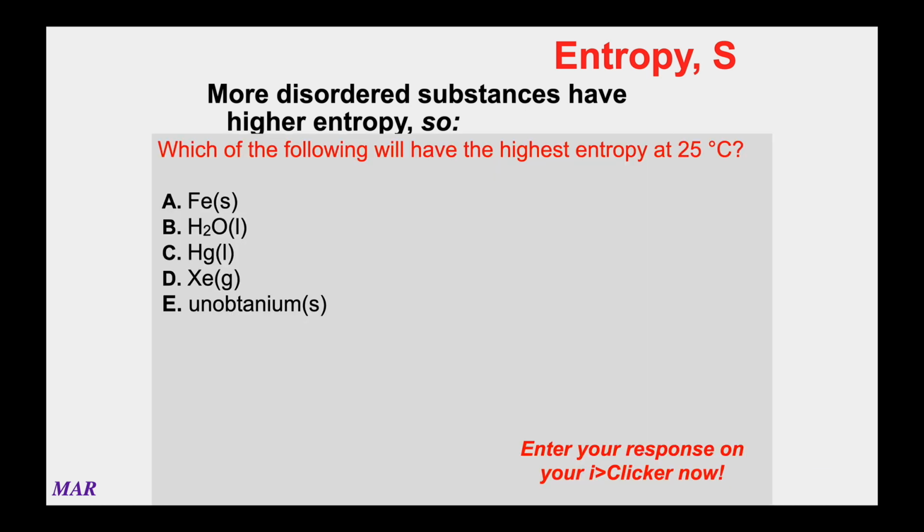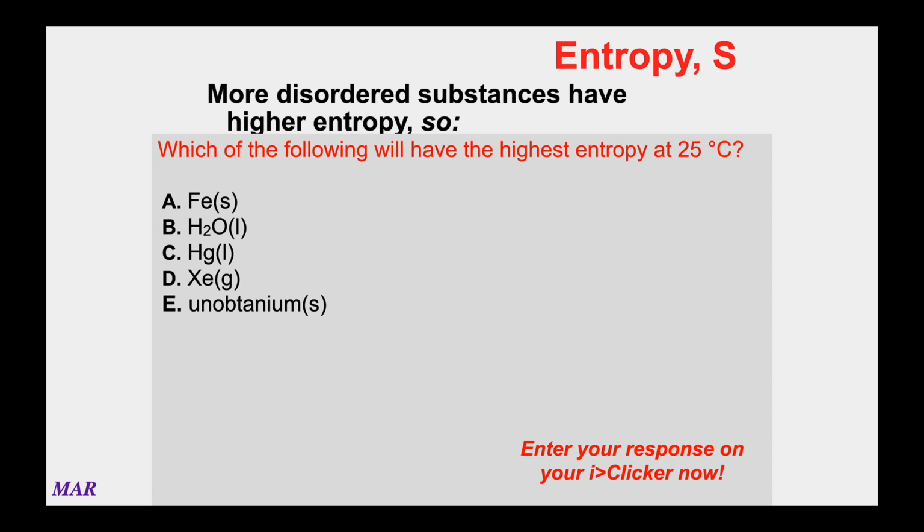So here's a question. Which of the following will have the highest entropy at 25 degrees Celsius? There's a whole bunch of different things there. Notice that you have solids, liquids, gases, and unobtainium, by the way, is the false element they were looking for in the movie Avatar, on that jungle world, not the TV series. But anyway, I digress. Unobtainium's just a joke, ignore it.